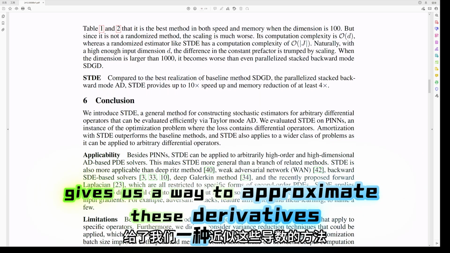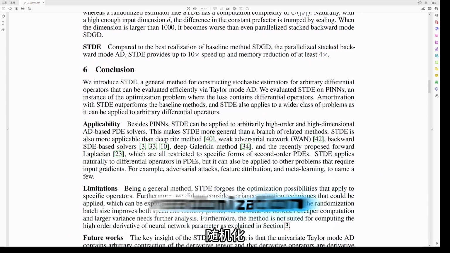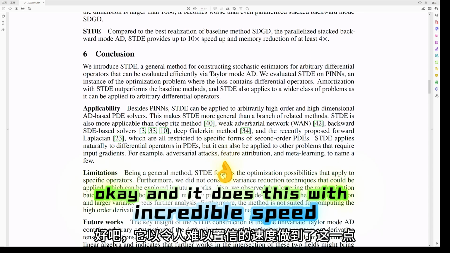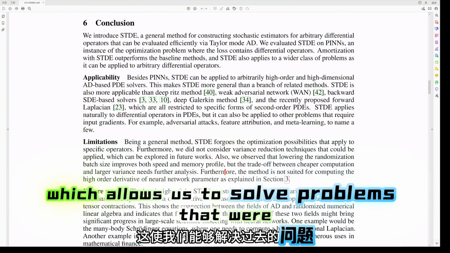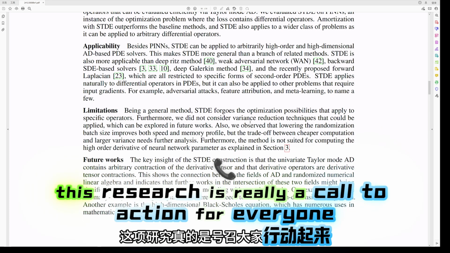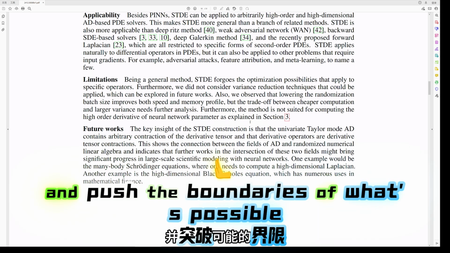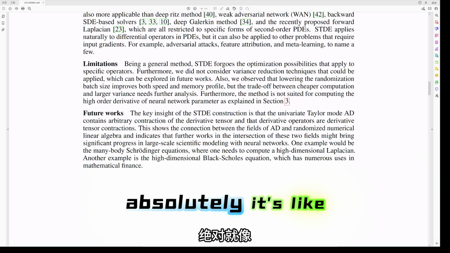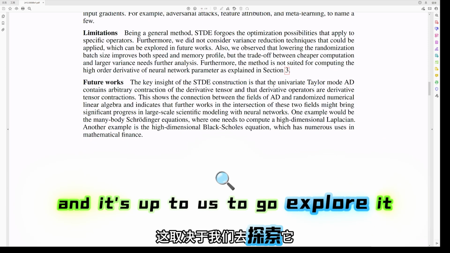STDE gives us a way to approximate these derivatives using the Taylor series, randomization, and these random jets. It does this with incredible speed and memory improvements, which allows us to solve problems that were previously impossible. That's amazing. This research is really a call to action for everyone to explore these new possibilities and push the boundaries of what's possible. Absolutely. It's like we've been given the key to this treasure chest of solutions, and it's up to us to go explore it.